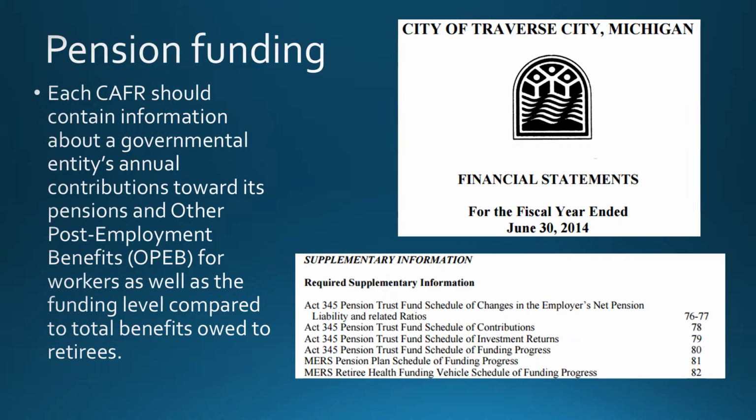Let's take a look at pension funding. Each comprehensive annual financial report should contain information about a governmental entity's annual contributions towards its pensions and other post-employment benefits for workers, as well as funding level compared to total benefits owed to retirees. For this example, we'll turn to the Comprehensive Annual Financial Report of 2014 for Traverse City, Michigan.